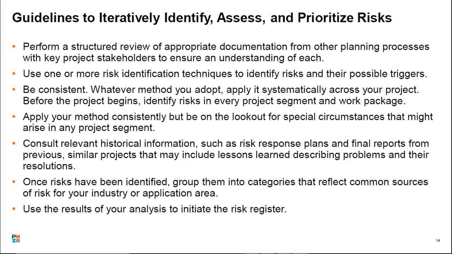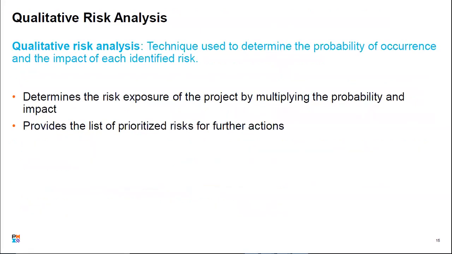Another guideline is to consult relevant historical information, such as risk response plans and final reports from previous similar projects that may include the lessons learned, describing problems and their resolutions. Another one is, once risks have been identified, group them into categories that reflect common sources of risk in your industry or application area. The last one is to use the results of your analysis to initiate your risk register.